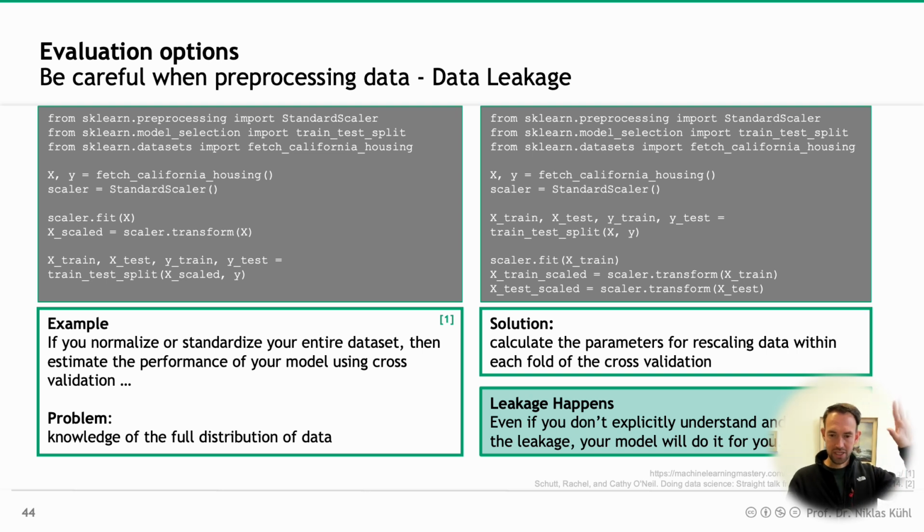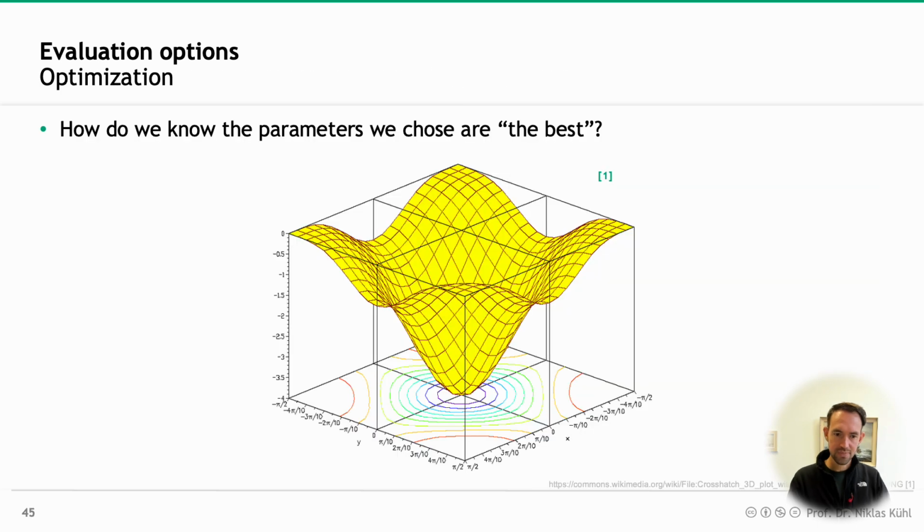Okay, so now we covered percentage split and cross-validation. Why do we do that? Because of data leakage. Now the only thing remaining is the optimization. And the question is, how do we know which parameters to choose? Which are the best parameters for our model at hand?